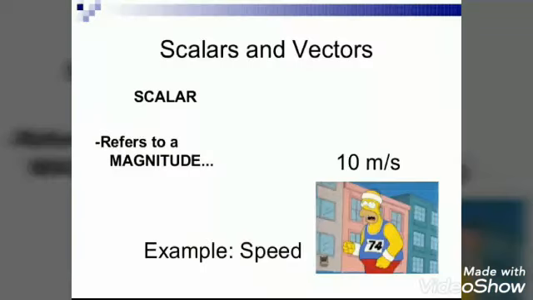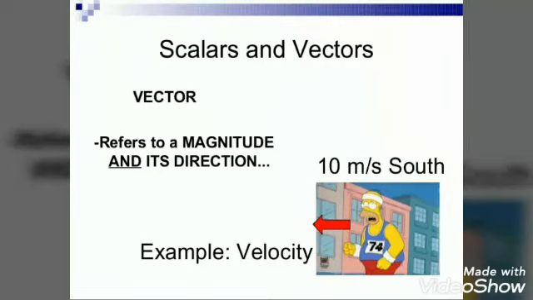A scalar refers only to a magnitude. The example for a scalar is speed. The next one is vectors. A vector refers to magnitude and also direction. And the example for vectors is velocity.